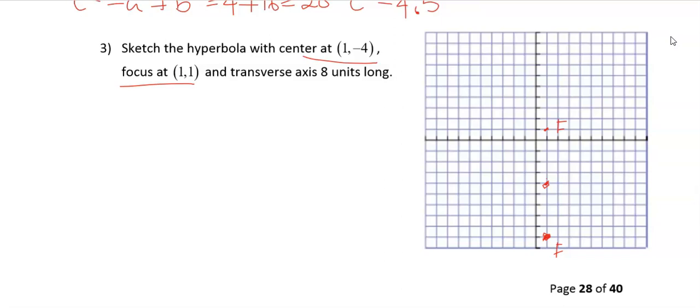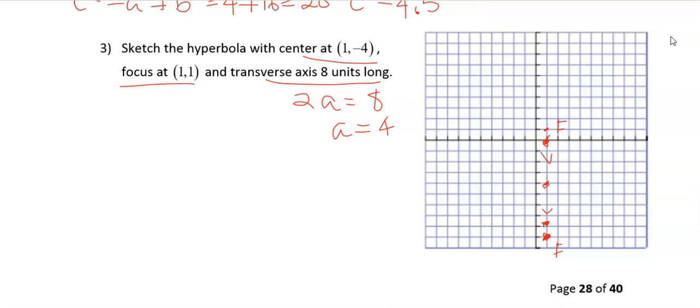And because it opens up and down, then my two vertices are also on that same vertical line, that transverse axis. Okay, so from the center, I go up 4, and I also go down 4. Now remember, this is 8 units long, that means that 2a is equal to 8, right? So I get my a is equal to 4. Half up and half down. And there's my other vertex right there. I'll put a V there and a V there.